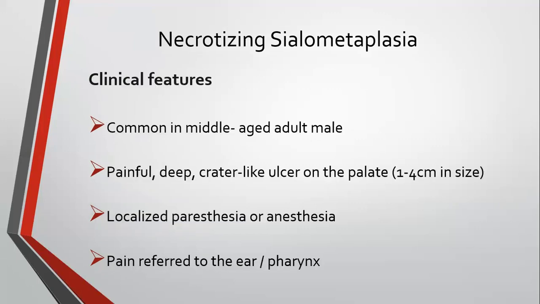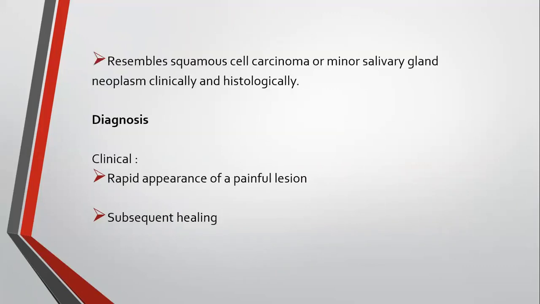Now, the clinical features. It is more common in middle-aged adult females. The patient will present with a painful, deep crater-like ulcer on the palate, 1 to 4 centimeters in size. Then there will be local paresthesia, numbness or anesthesia on that side. Pain is referred to the ear and pharynx as well. The patient will complain that the pain is going to the ear and pharynx as well. The patient will present with these signs and symptoms.